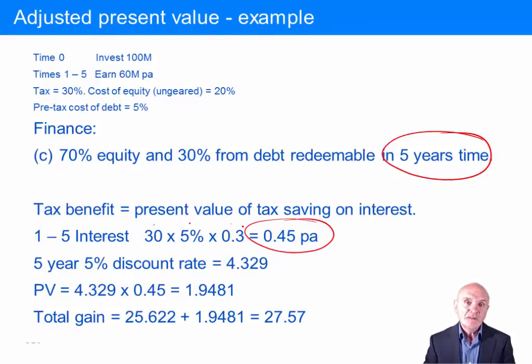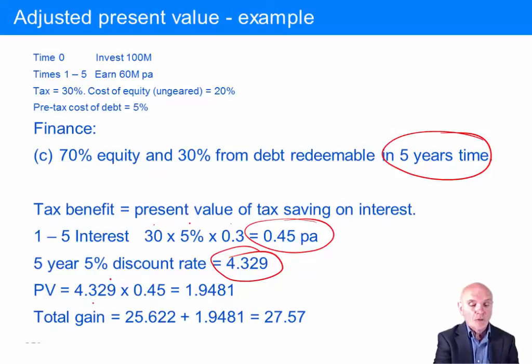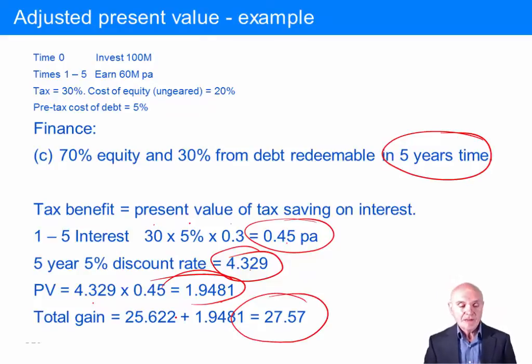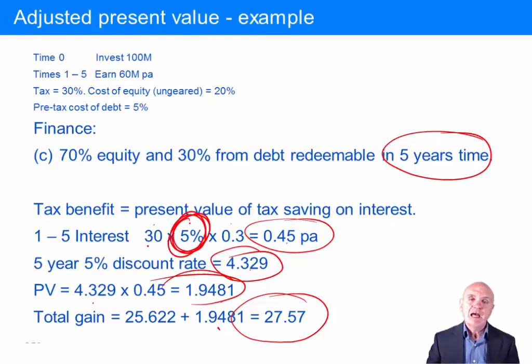The 5-year, 5% cumulative discount factor is 4.329. You can look that up on the discount tables, the annuity tables. So the present value of receiving 0.45, 0.45, 0.45, 0.45, 0.45 for 5 years is 4.329, your cumulative factor, times the annual saving. So this cheap debt is worth 1.9481, and so here the value of the project financed by the cheap debt is your base value plus the present value of the tax shield, tax saving, evaluated, and I repeat, you evaluate it at the pre-tax cost of the debt.